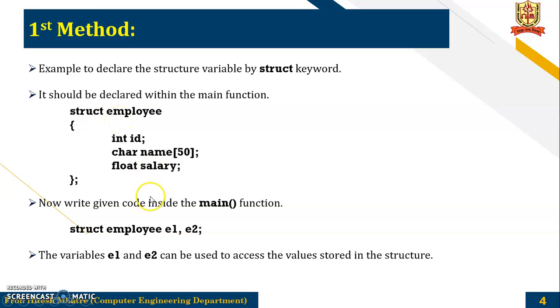Now I want to declare variables for this, so use the following code in the main function, like struct employee E1, E2. Say I have two employees, so E1 and E2. So the variables E1 and E2 can be used to access the value stored in a structure. So by using these variables, I can access these particular elements, that is ID, name and salary.